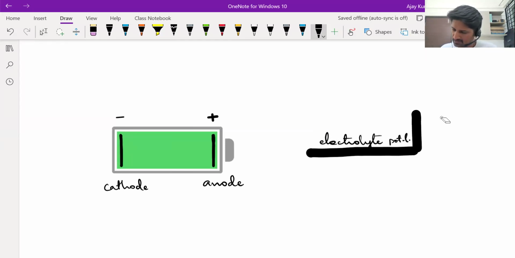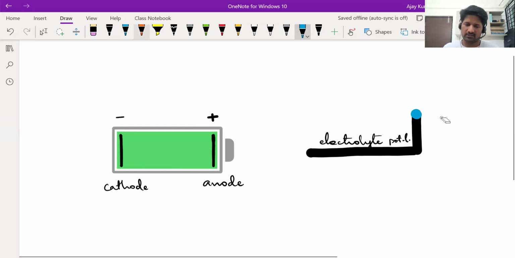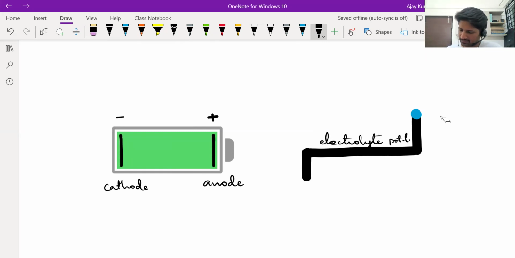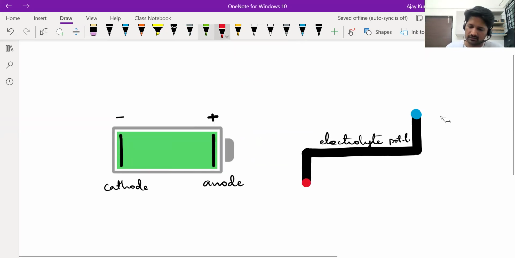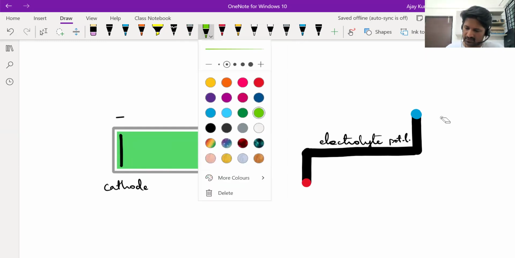So let's say this blue dot is the anode potential. It's higher than the electrolyte potential. And there is something called cathode potential also. Due to the reaction that the cathode undergoes with the electrolyte, negative ions deposit on it, and depending on the reaction, it will have a fixed potential difference between itself and the electrolyte. It will be at a lower potential than the electrolyte. Like this.